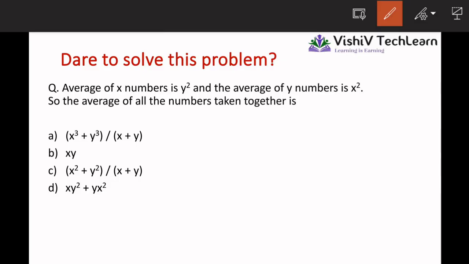Are you able to solve this problem? The average of x numbers is y square and the average of y numbers is x square. So the average of all the numbers taken together is what? Are you able to solve this?